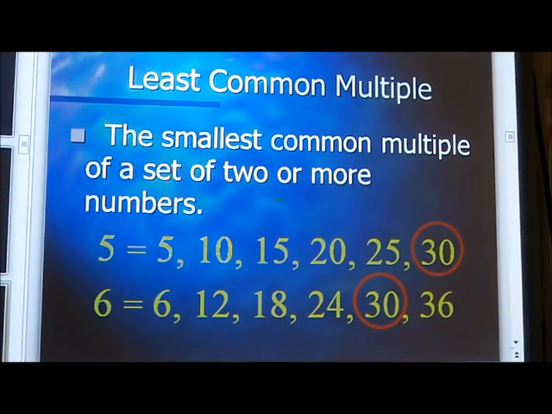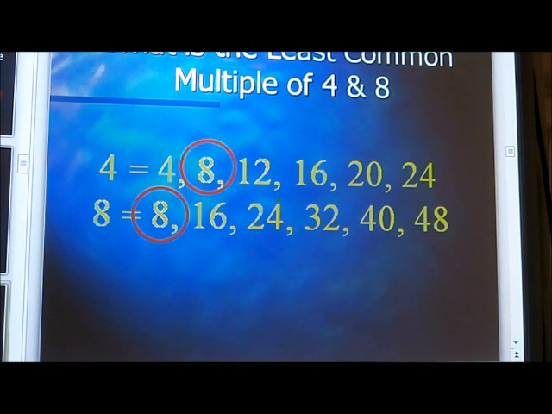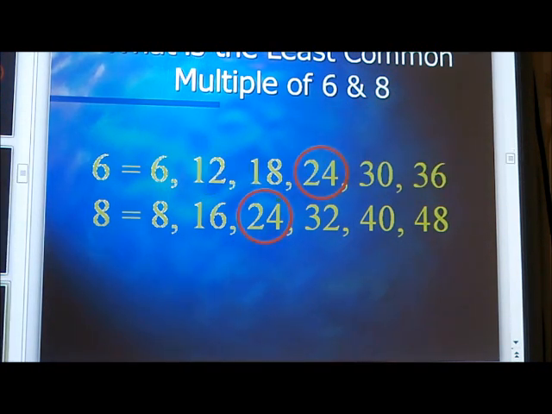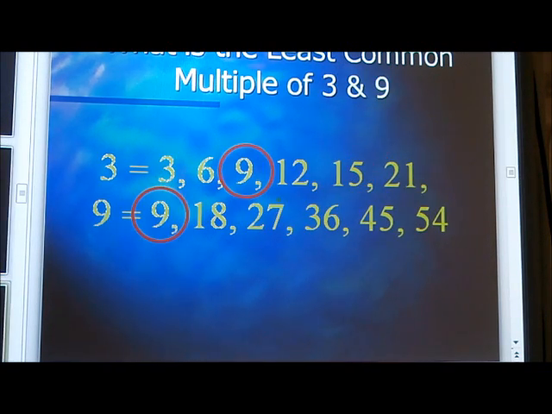Just going to adjust the camera a little bit there. Again, 3 and 8 did the same thing we did. I'm going to go through this a little quicker. Again, 4 and 8, 6 and 8, 4 and 10, 3 and 9.